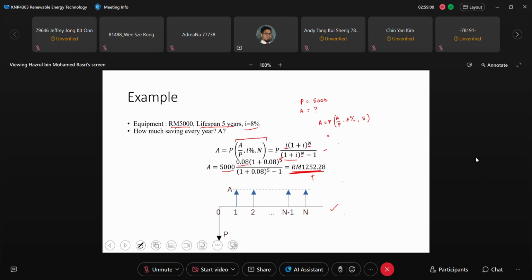So that's why engineering economics is quite important, because before you purchase any material, you need to know what is the lifespan, and from that simple analysis, you need to make sure that the profit is above this value. Otherwise, it's not profitable. Is it clear?